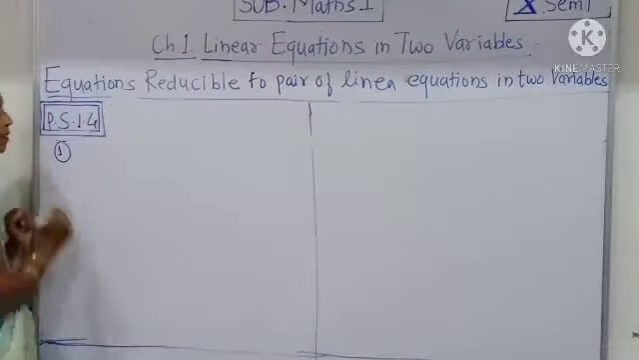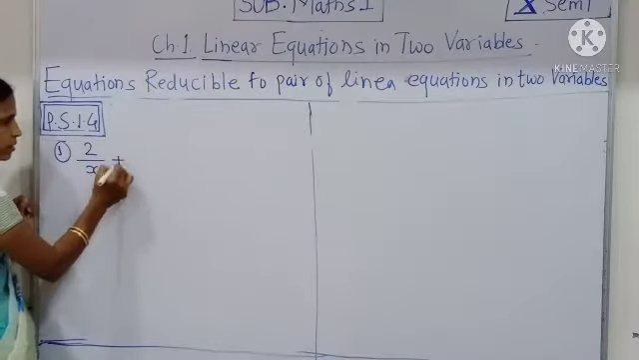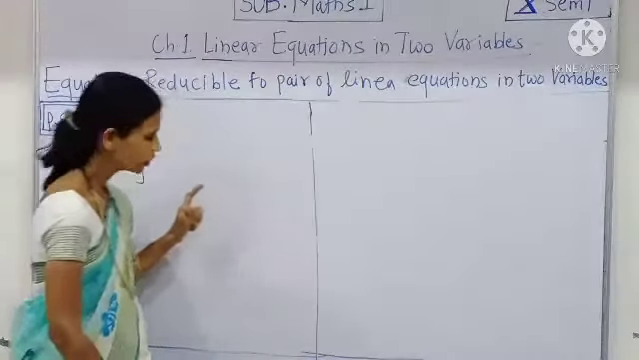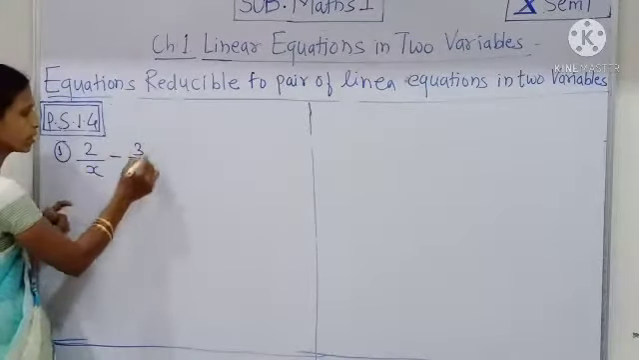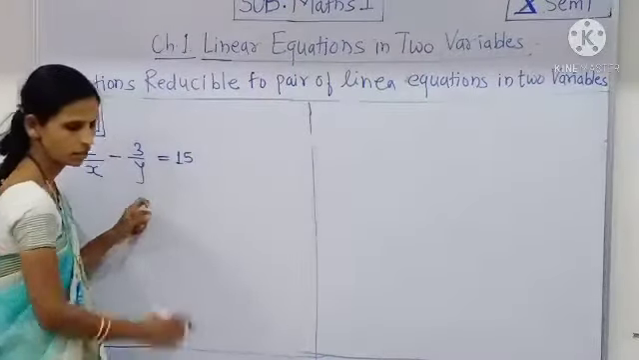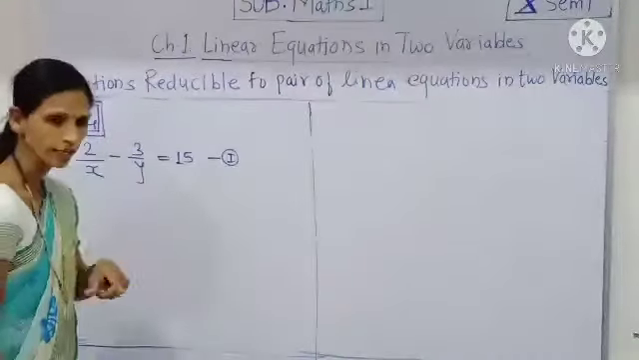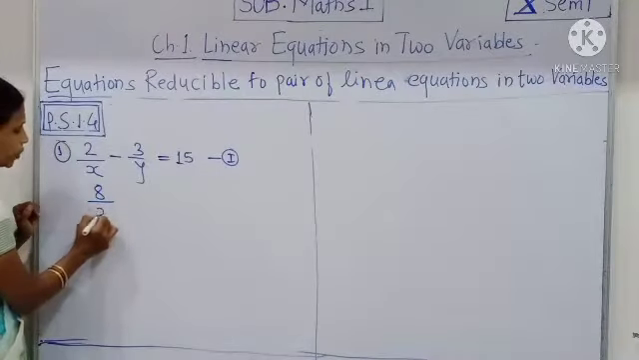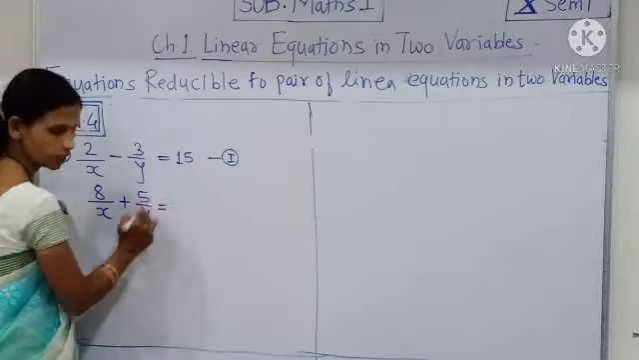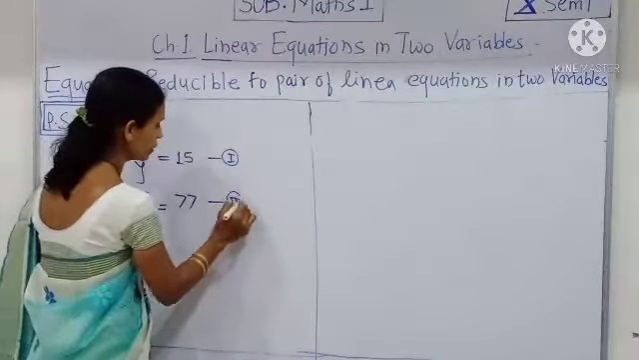Example number 1 given here is 2 upon x plus 3 upon y is equal to 13, and 2 upon x minus 3 upon y is equal to 15. Let this be equation number 1. Similarly, the second equation is 8 upon x plus 5 upon y is equal to 77. Let this be equation number 2.